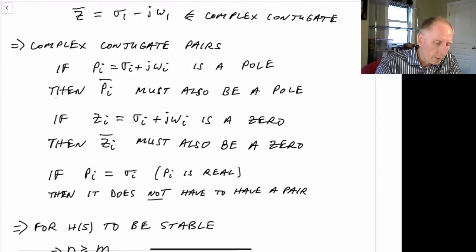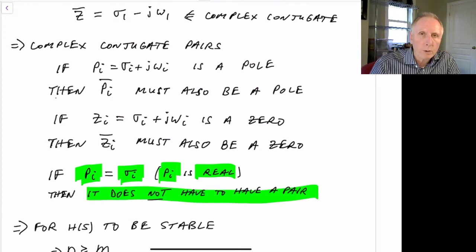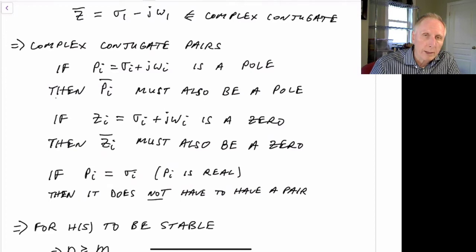Now that's not the case if it's real. So if we have a pole which is just a real value, so p sub i is a real value, then it does not have to have a pair. So there's no complex conjugate there. We can have a single real value, or we can have two real values at the same point, but they don't have to occur in pairs the way they do for complex conjugates when they're actually complex, having a complex part.